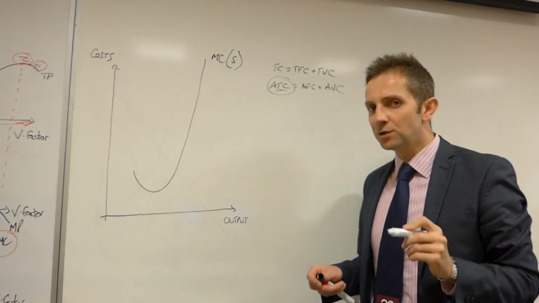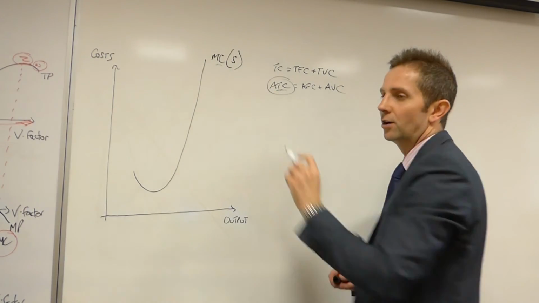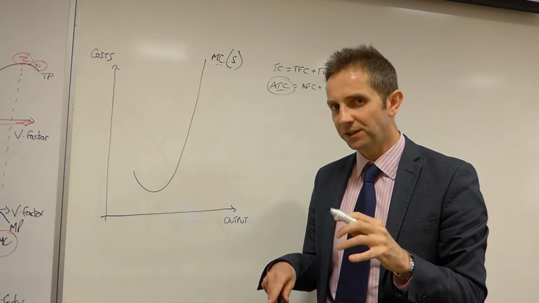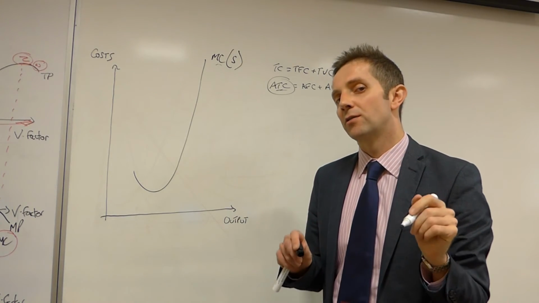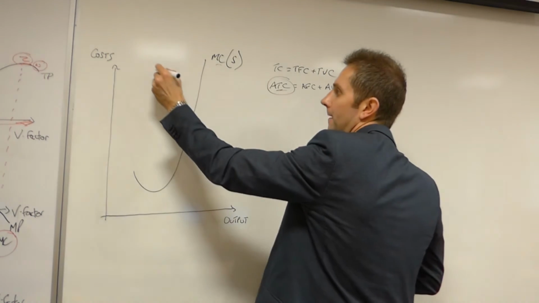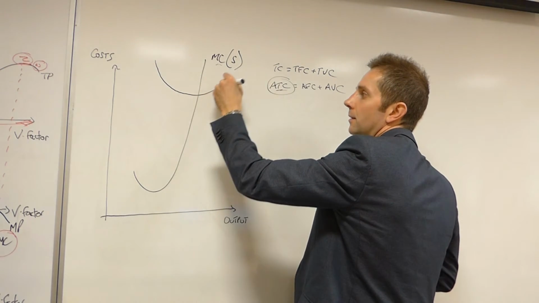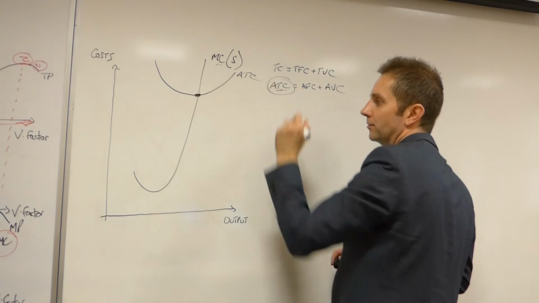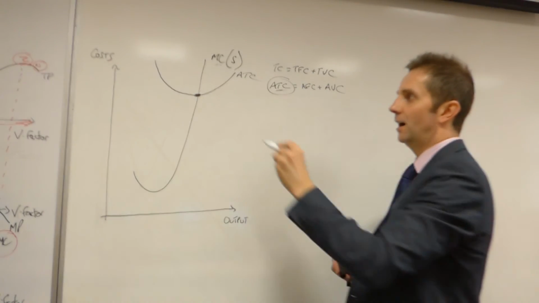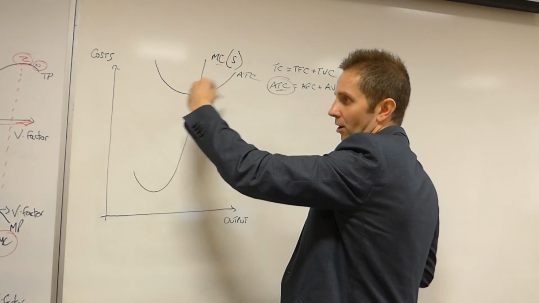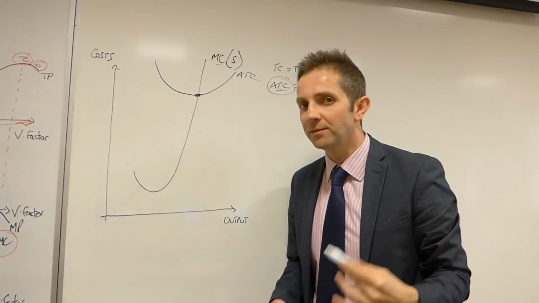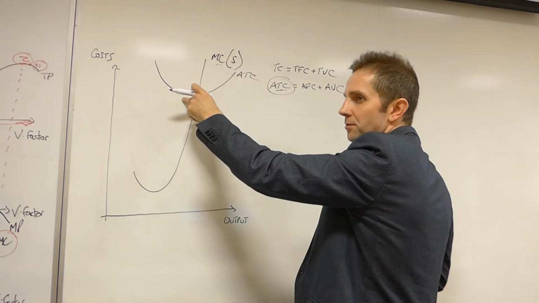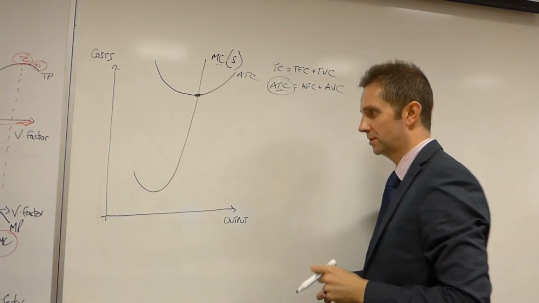And the key thing to note about this is that the marginal cost curve always cuts these average curves, apart from the average fixed cost, but it cuts the average curves at their minimum point. So, like so, this being the minimum point on the ATC curve. Now this is, again, a U-shaped curve, and why is it U-shaped? It's U-shaped because of the law of diminishing returns. Increasing returns to the factor, then diminishing returns to the factor.